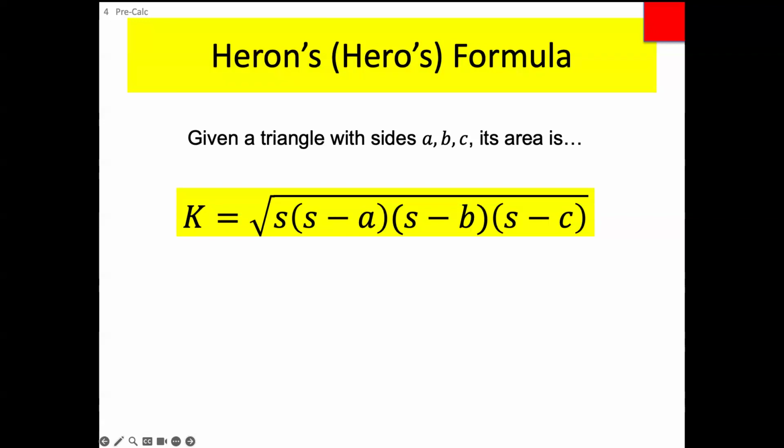Do we need to know that S is 1/2? Yes, ma'am. But I will say this, you can do this whole thing in your head once you figure out what S is. Because it's just S minus A, S minus B, S minus C times S, and then take the square root. They're just going to be friendly numbers, right? Unless they give you decimals or square roots or weird things. But if they give you integer sides, which is what most triangles are that we deal with in the real world, then it's really straightforward.